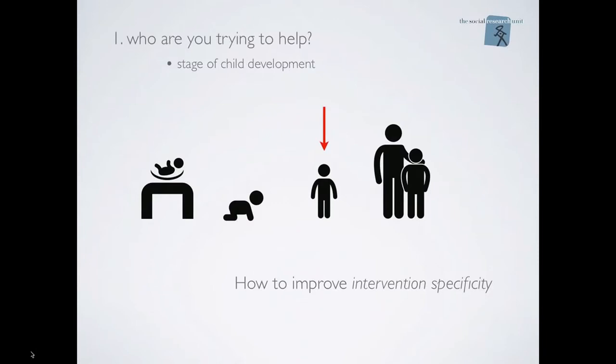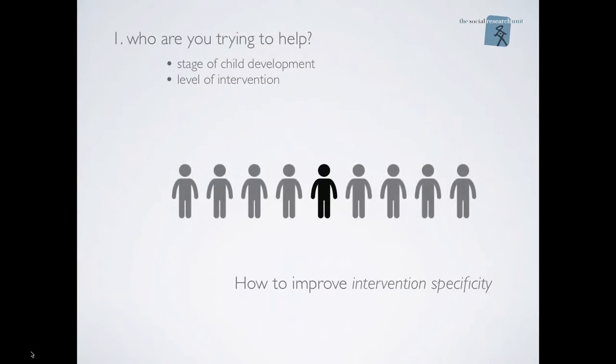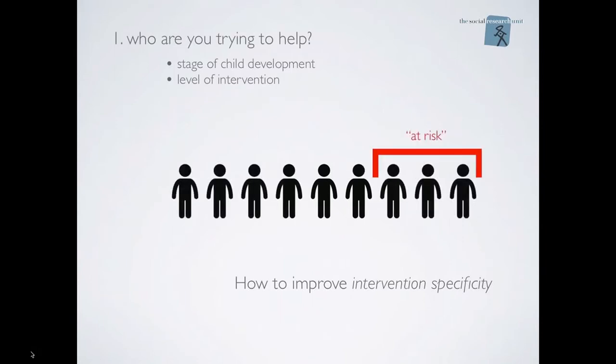Next, you should seek a more fine-grained description of the target group. If it's for primary school children, is it for all such children, or say 9 to 11-year-olds? If it's seeking to reduce antisocial behavior among at-risk adolescents, how is at-risk defined?